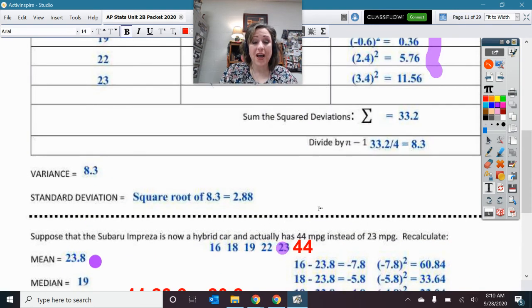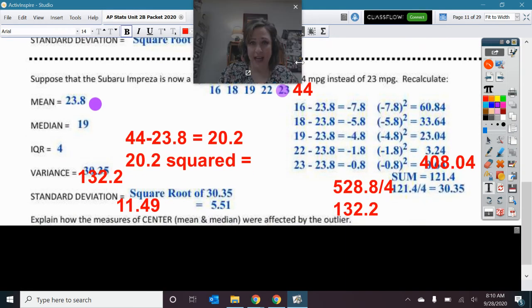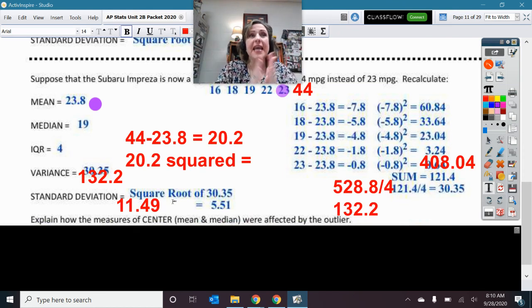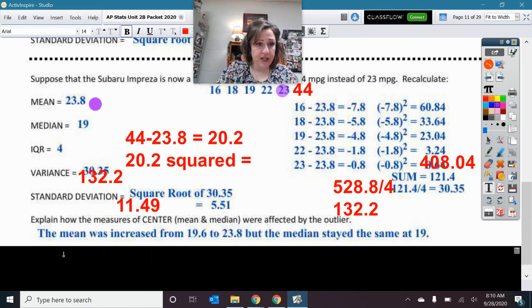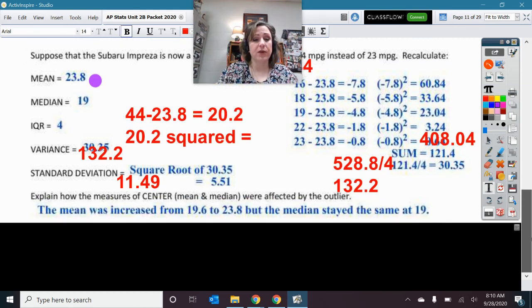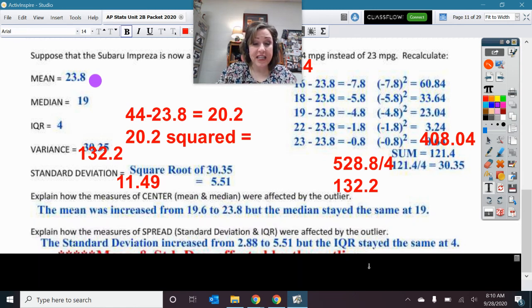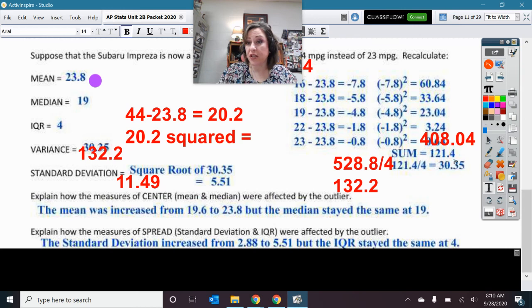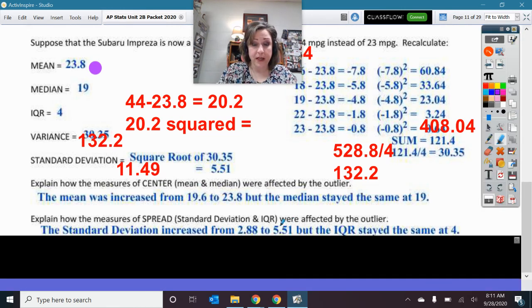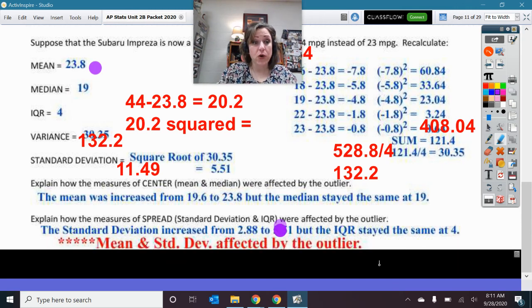Our standard deviation was 2.88. Holy cow, because of this outlier of 44, our average distance to the mean is huge now. It's 11.49. The measure of center was affected by the outlier. The mean went from 19.6 to 23.8, even though the median stayed the same. Our standard deviation increased from 2.88 to, not 5.51, but actually 11.49. And the IQR stayed the same at 4.